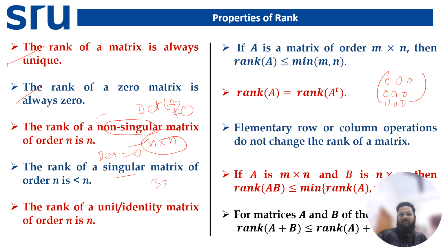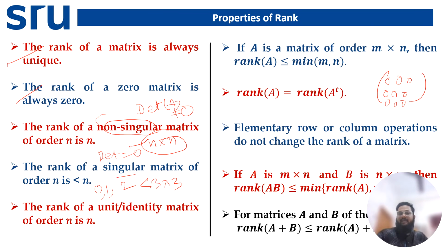Suppose it is a 3 by 3 matrix. The rank can be 0, 1, or 2, but not 3. It is not possible. It can be 0, 1, or 2, that means less than 3, but it cannot be greater than or equal to 3, right? It cannot be 3 either, because it is singular.